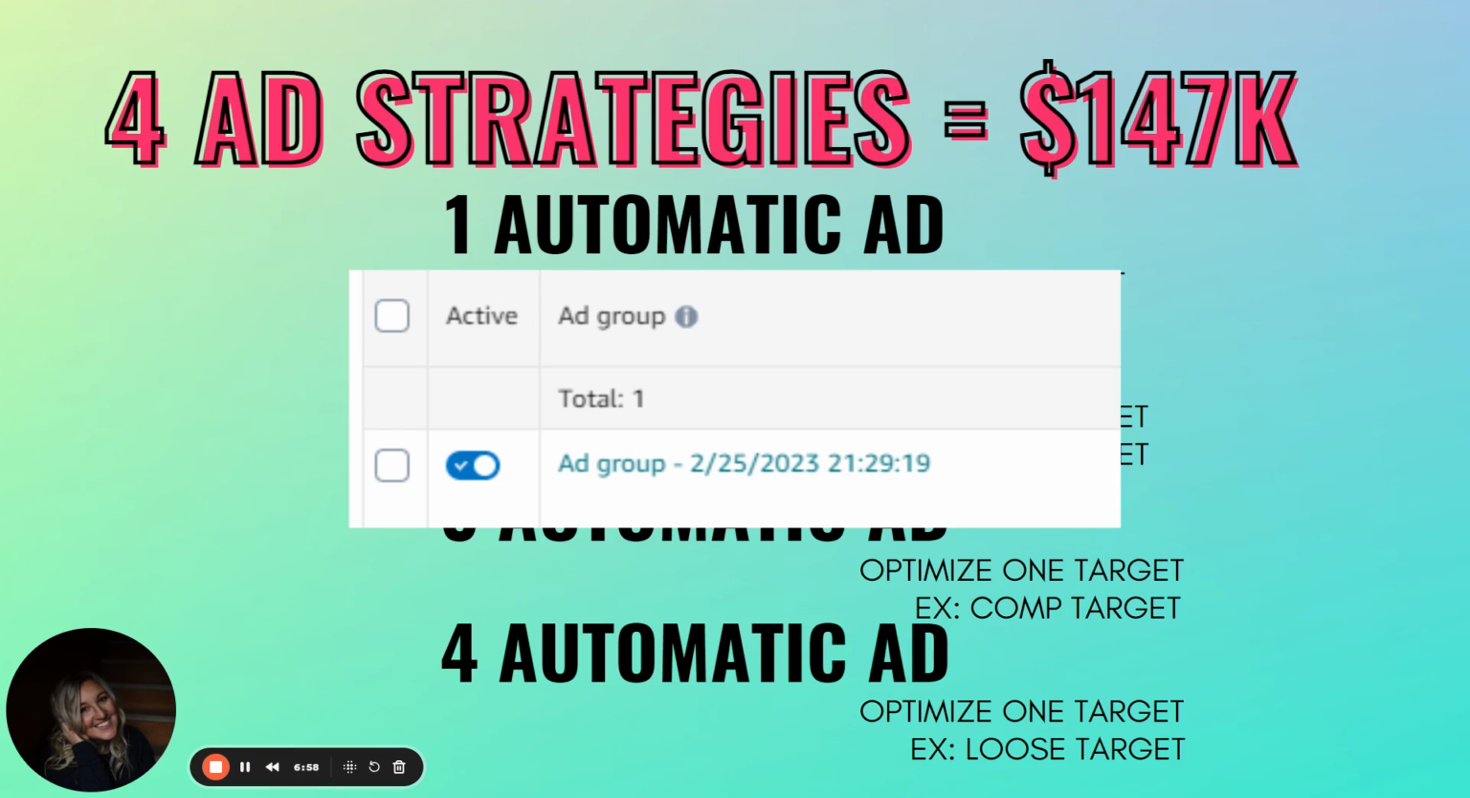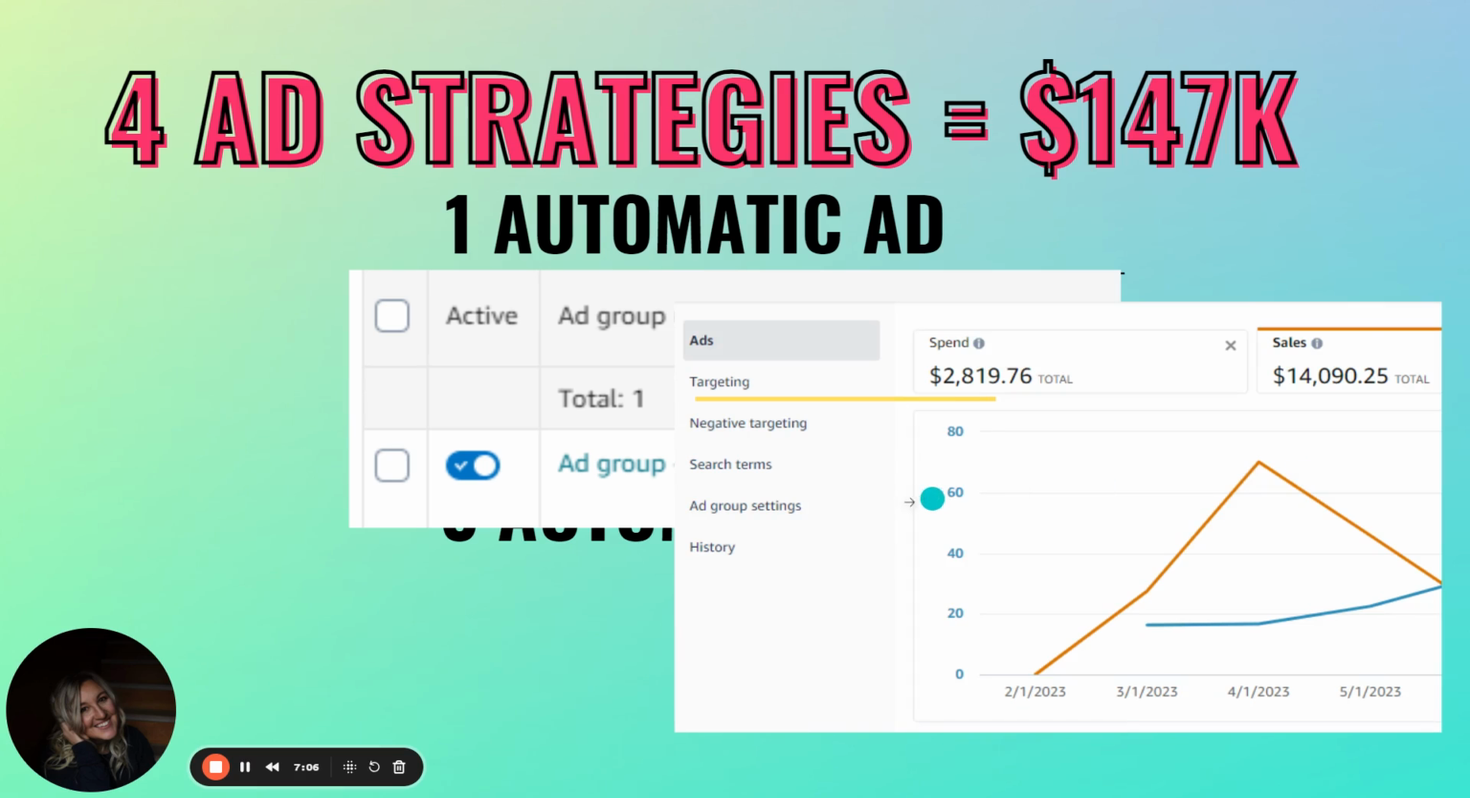So every time you turn on an automatic ad, you're going to have the ad level. And then the next thing you have is ad groups right here. So this is a hyperlink. When you click on ad groups, then it opens up targeting. Okay. And targeting is substitute match, close match, loose match, complement. Okay. And so what I'm doing is I'm turning off everything but one target. And this is allowing me to scale one target.